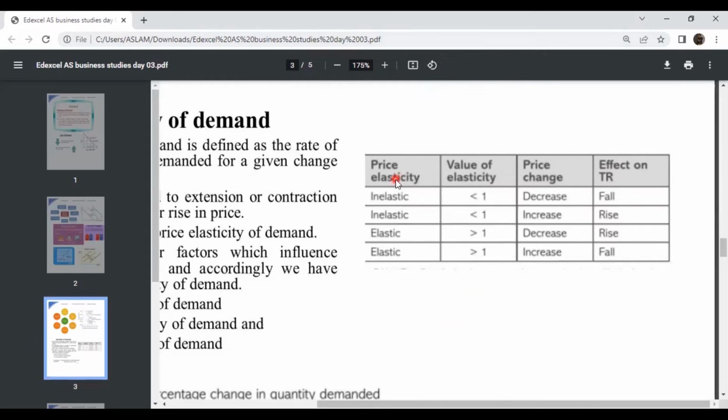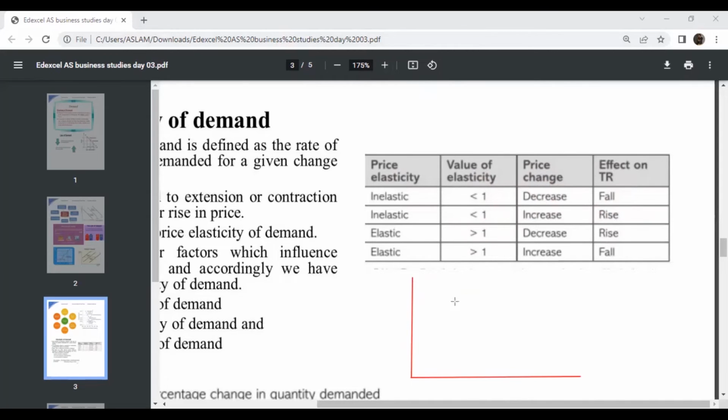If it is inelastic, the value of elasticity is less than 1, more than 0. You know that if your price is decreasing, your dollar revenue will decrease. In inelastic demand, if your price is increasing, the effect on TR will be an increase. I hope you remember the charts, so I don't want to draw them, but for your understanding, I'll just draw and show you.